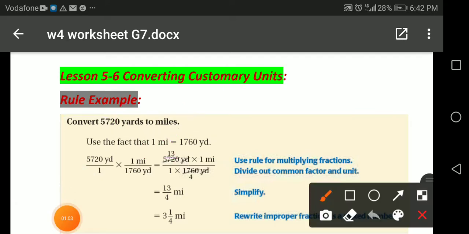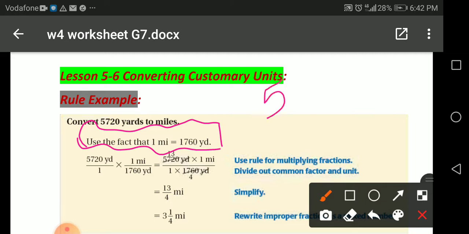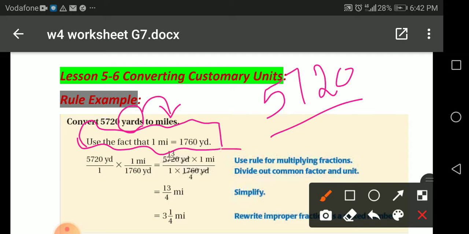The question asks me to use the fact that is given here, because we don't have to memorize this: use the fact that 1 mile equals 1,760 yards. So I will divide, when I want to convert the yards into miles. I will divide 5,720 by the unit he gives me, which is 1,760.